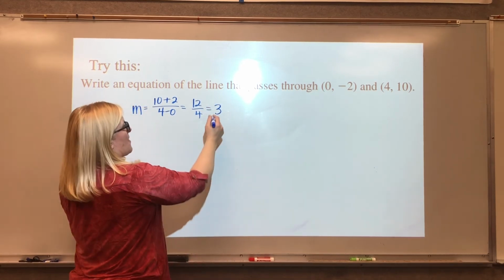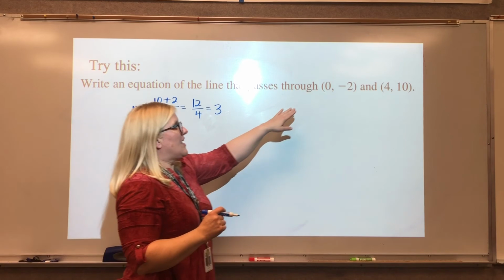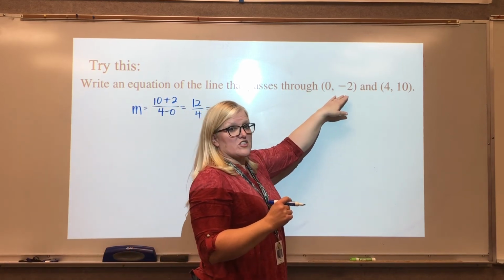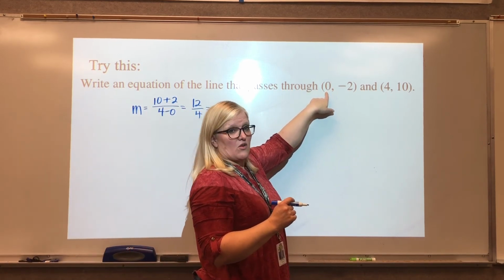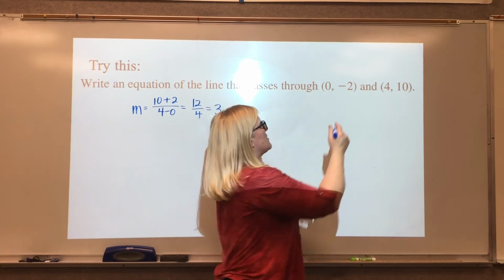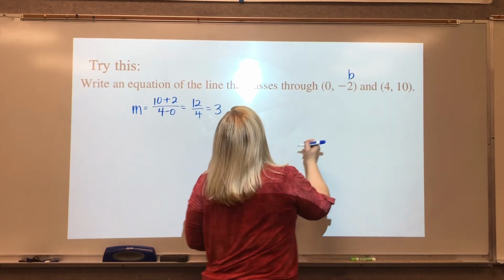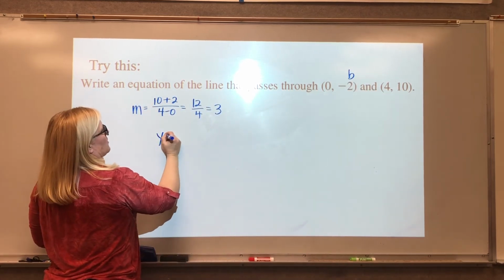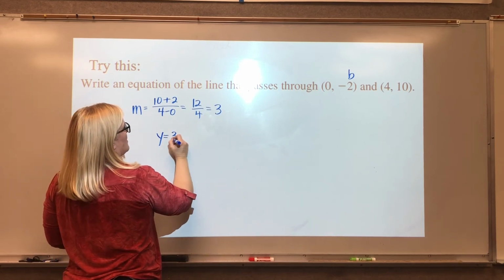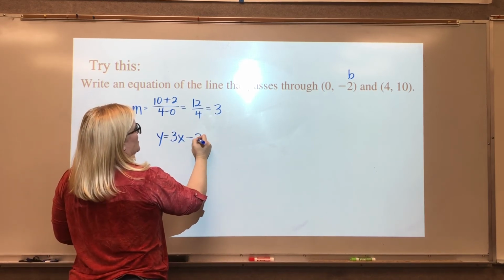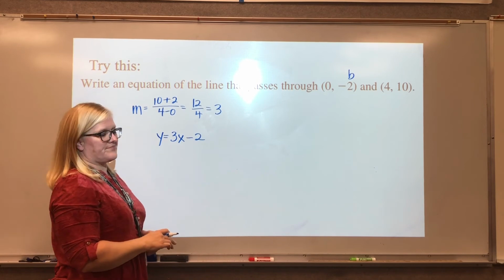So there is m. And again, this is my y-intercept, I know because x is 0. Here's my y-intercept. So my equation is going to be y equals mx plus b, which is negative 2.